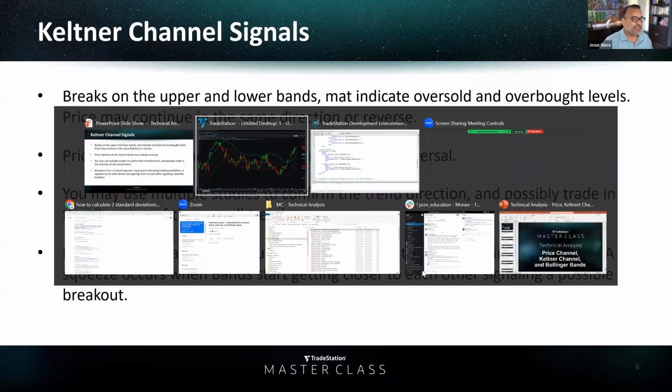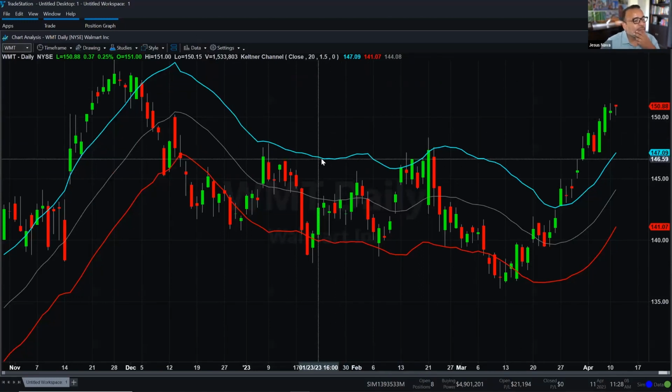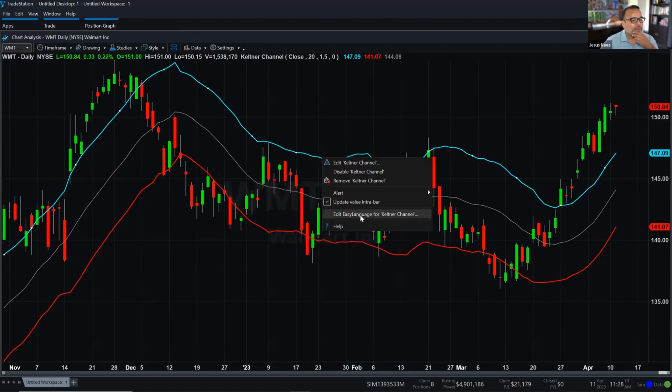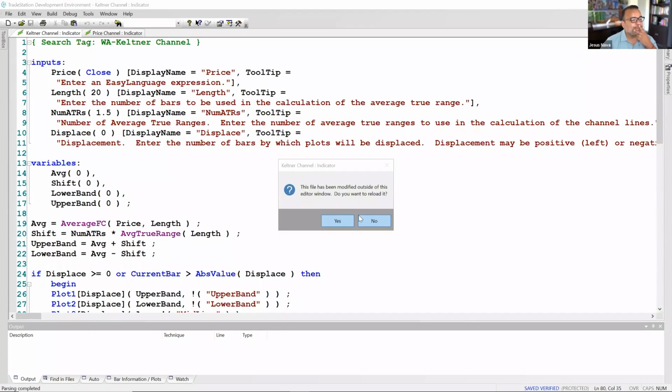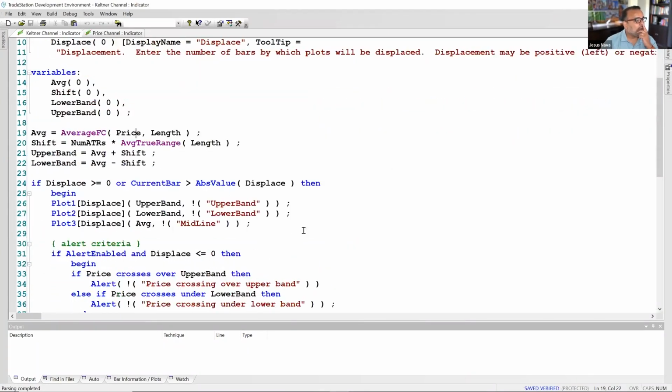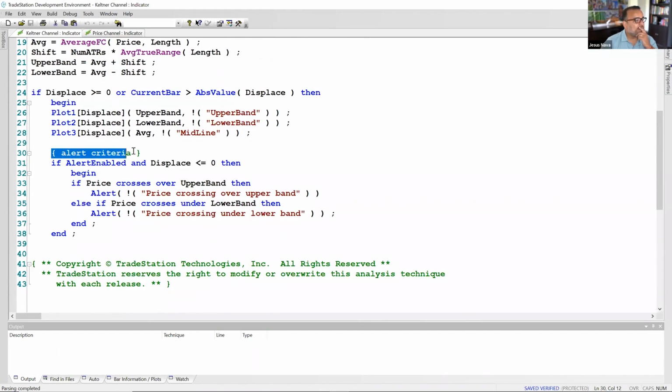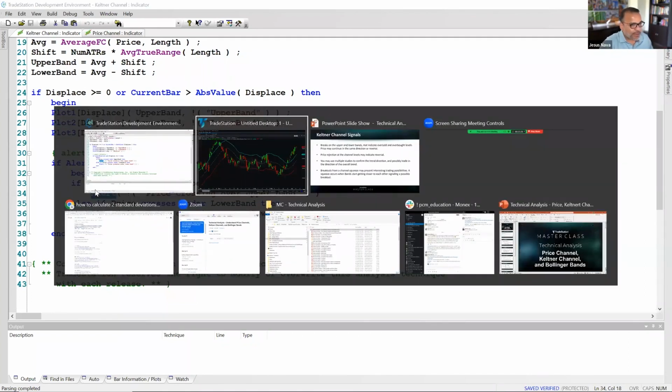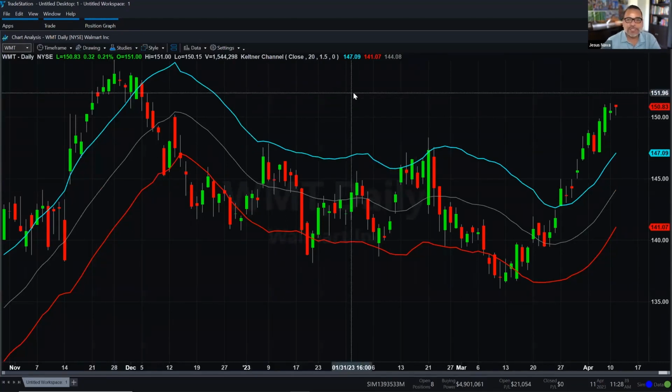Let's see what the indicator tells us in EasyLanguage. I'm going to come here to this indicator and go to edit EasyLanguage for Keltner channel. And here again, I'm going to go to the section that says alert criteria, and it says if the price crosses over the upper band, then you get the alert. So this is the type of study that is looking for those breakouts. What you do at the breakouts, of course, depends on your trading strategy and what you think the security is going to do.